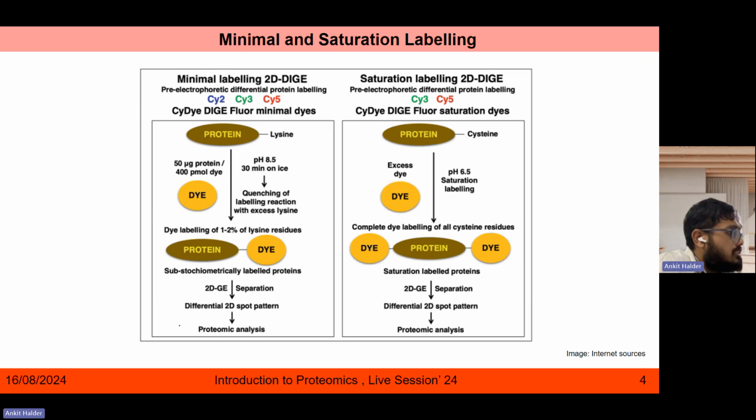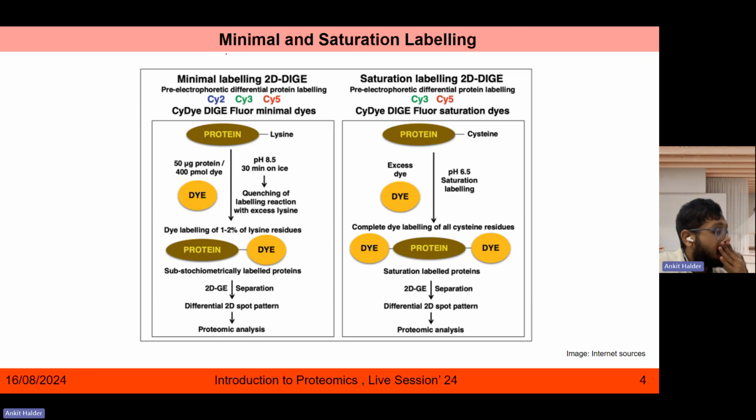So, minimal labeling 2D dyes, saturation labeling 2D dyes. What are the differences in the experimental strategy and how it is done? So we have a protein. As you know, each and every experiment will first have to be optimized, and the protocol understood, how it reacts, and then finally we will get the final workflow. So if you have the protein, you have the lysine residue. First we will look at the minimal labeling workflow, and then the saturation labeling workflow.